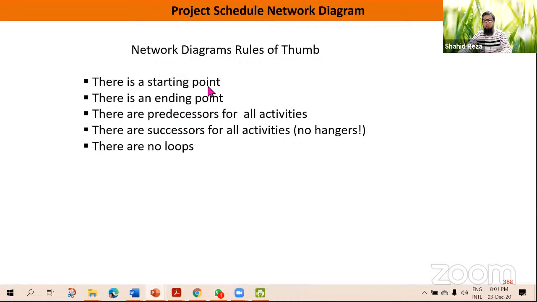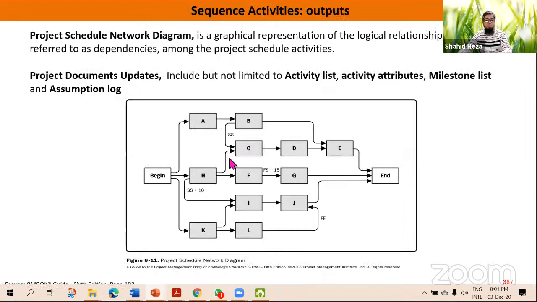When you are creating network diagrams, some rules of thumb are very important to remember. So there should be a starting point and ending point of the network diagram. And there are predecessors for all activities and successors for all activities. And there are no loops. By loops, I mean actually deadlock. You will not see any deadlock situation. So if you see, all the activities are having predecessor and successor. All right, and there are no loop.